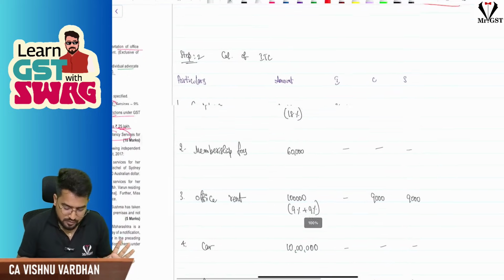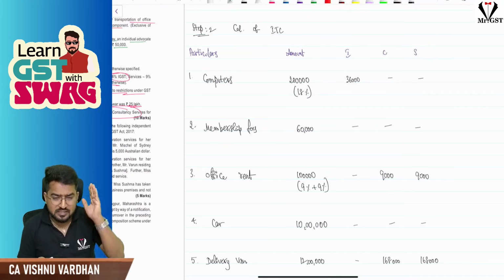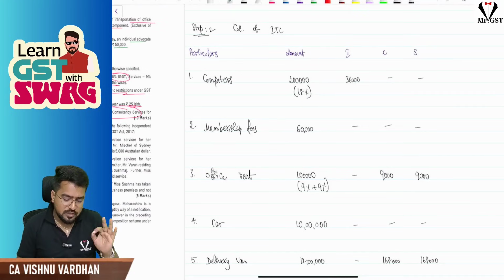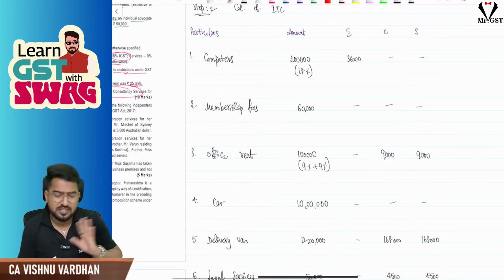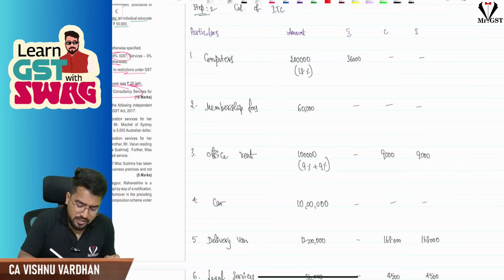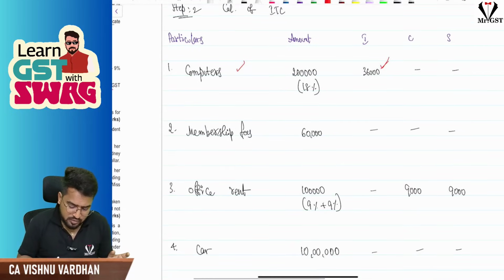Calculation of ITC, if you take it now, same ditto format, I repeat, same ditto format. The only thing is, make sure you write the reasoning and all these things properly. Decoding purchase information is the only difference, as we have already decoded the information. Purchases of computers, sir, we can take ITC happily, and it is interstate, so 36,000 ITC.